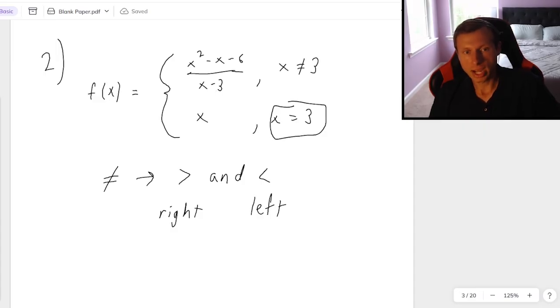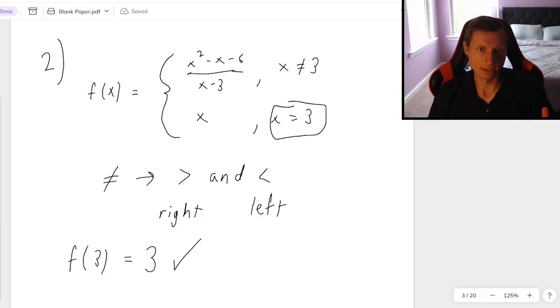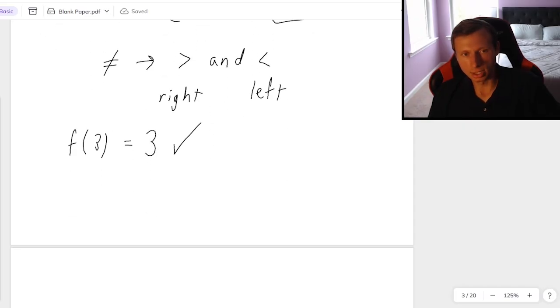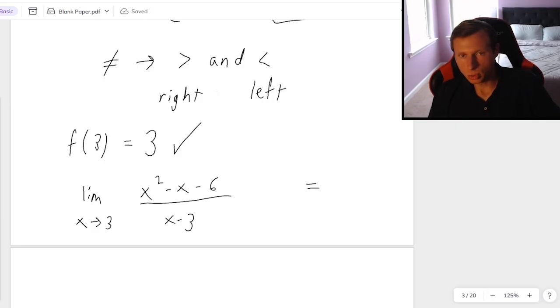So for my first check, does f of 3 exist? The answer is yes. I just plug in 3 for x. I get 3. First check passed. The value exists. Now for the limit, remember, since the not equal to sign means we're covering the left and the right side here, I don't need to split this one up into a left and a right side limit. It's the same thing. So I just need to take this limit once.